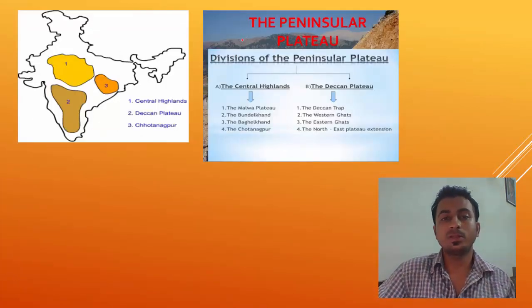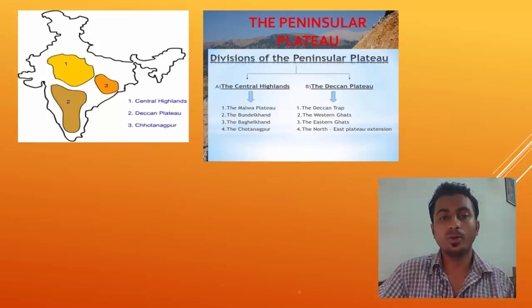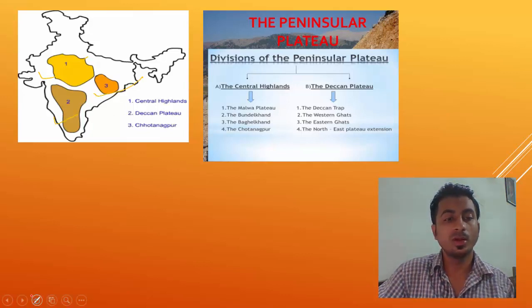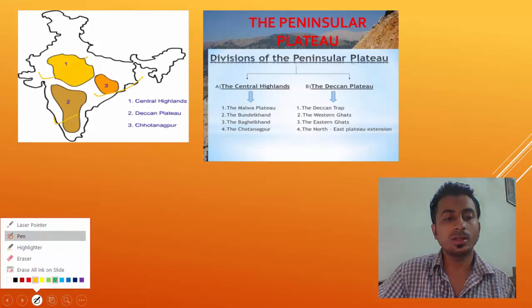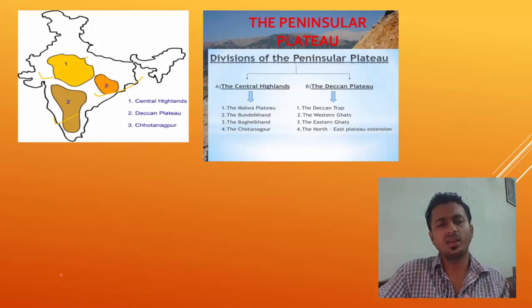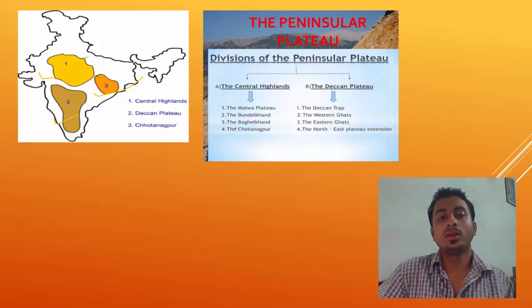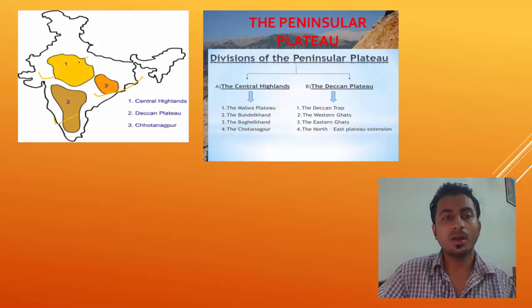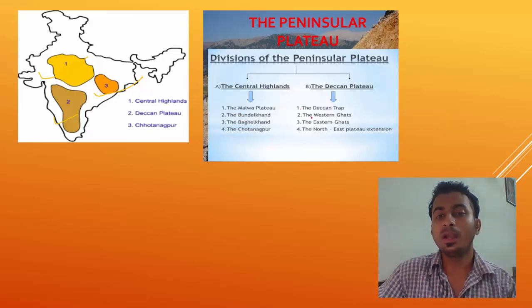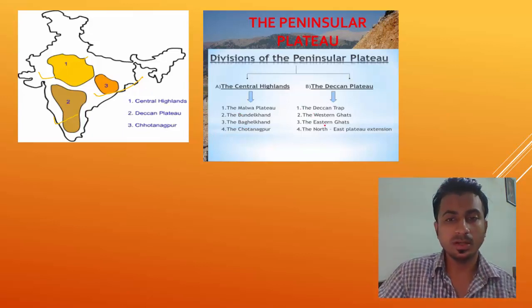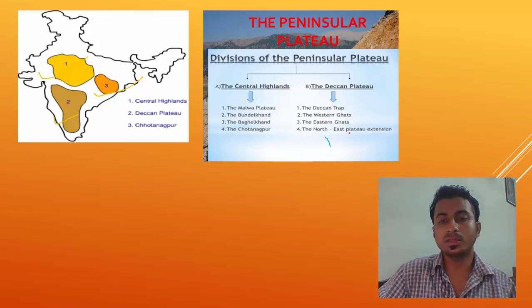Now we move on to the peninsula. The peninsula is divided into parts. You can see in the map also. First is Central Highlands, second is Deccan towards the south, and third is Chota Nagpur. Chota Nagpur plateau is near the Jharkhand area. Okay. Now the Central Highlands are made up of Malwa Plateau, Bundelkhand, Bagelkhand, Chota Nagpur. I told you in the first or second slide only. And the Deccan Plateau is made up of Deccan Trap, Western and Eastern Ghats, and the Plateau extension.